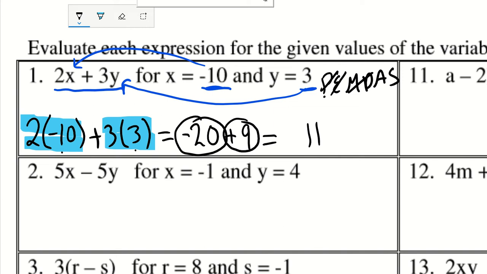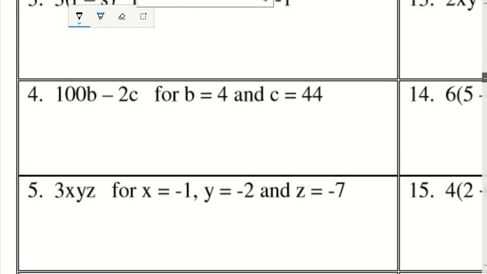And of course, you always keep the sign of the bigger group. The 20 is bigger, so I'm going to keep the sign because the 20 wins. Once we evaluate this expression, our answer should be -11. Let's go ahead and work another one out, maybe two more.